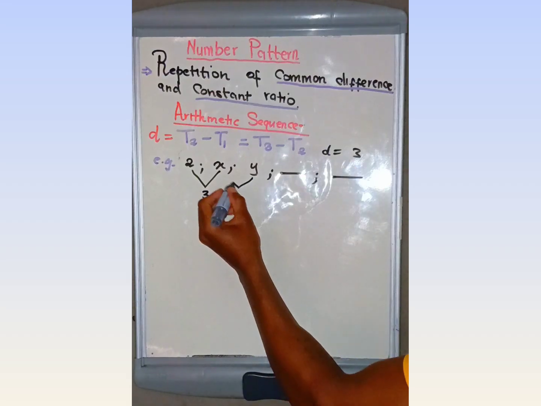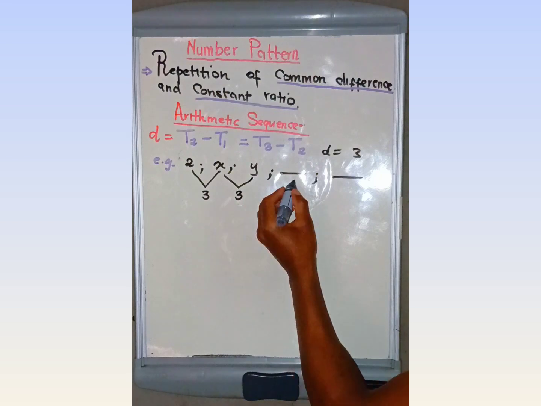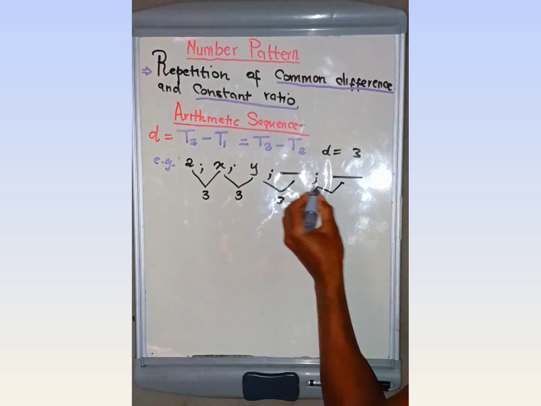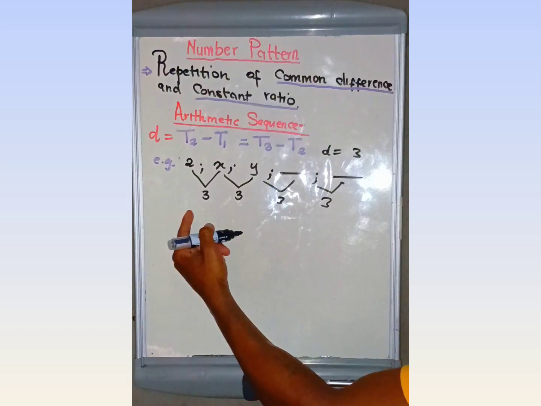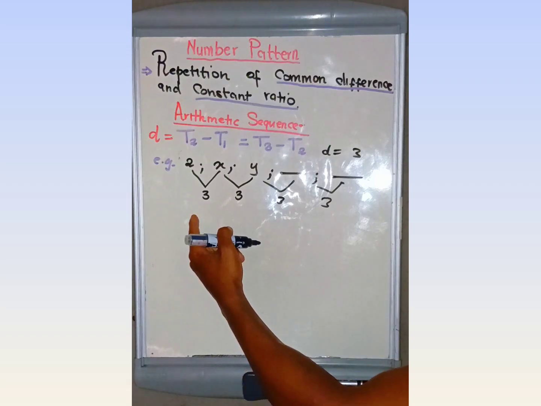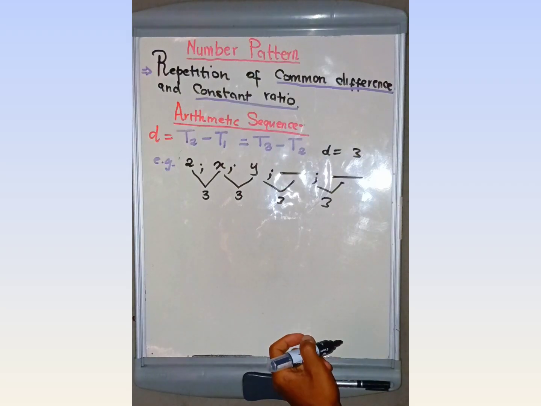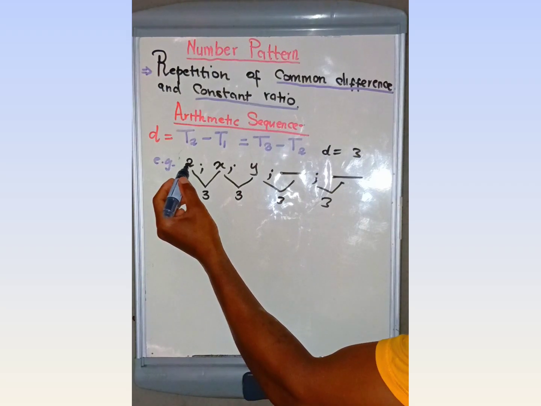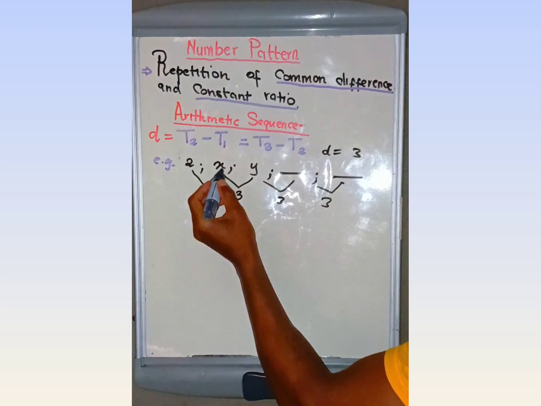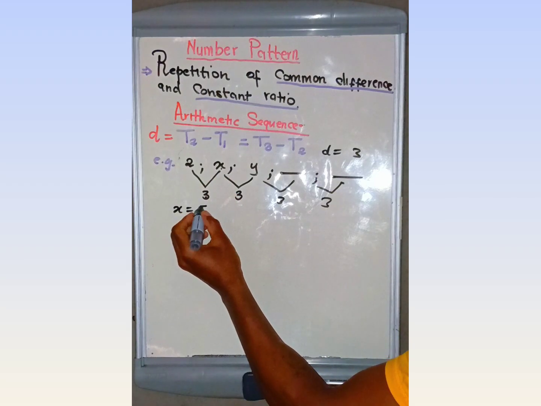which is going to be equal to 3, as well as term 3 minus term 2, which is also equal to 3. It's very important to take note that the common difference is always the first difference on the arithmetic sequence. All right, then the rule is still the same. We have 2 plus 3 equals x. Then x is going to be equal to 5.